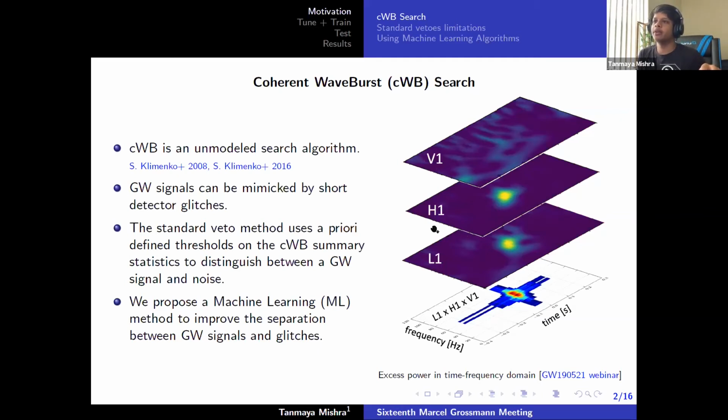As they pointed out in the previous talks, as we move to more massive systems, the signal duration becomes shorter, and so short detector glitches can actually mimic those signals. In the standard CWB search, we have something called the standard veto method, which basically uses a bunch of a priori defined thresholds on summary statistics that help us distinguish between noise and signal. In this study, we propose to use a machine learning method to improve this separation between noise and signals.